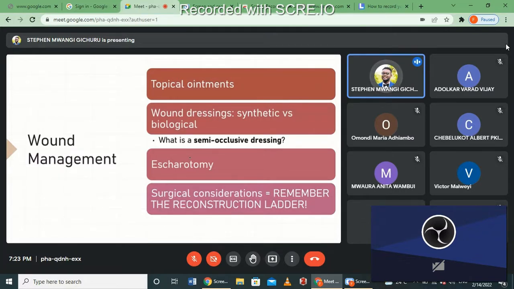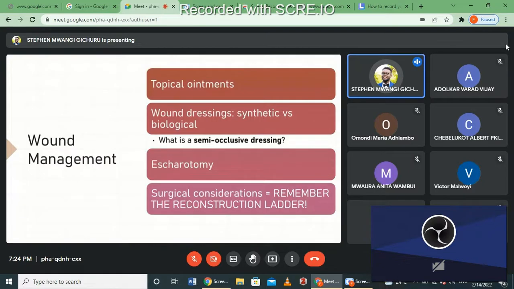Wound dressing, synthetics versus biological. I wanted to put here a picture of the tilapia skin. It has been shown they put it to try and help with the dressing, but most of the time we tend to use synthetic gauzes. So with burns, most of the time we tend to use semi-occlusive dressings.